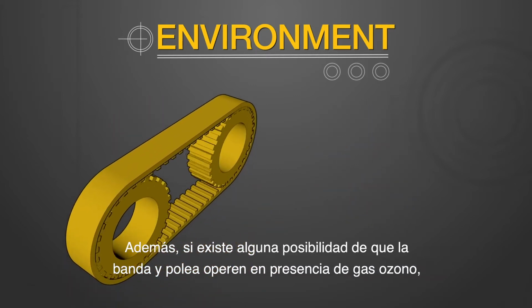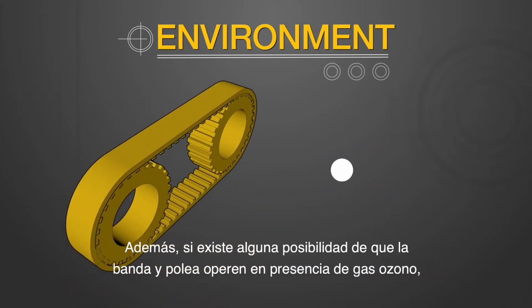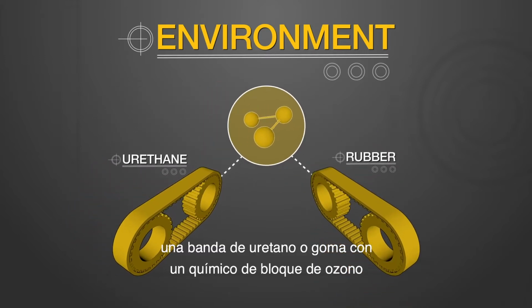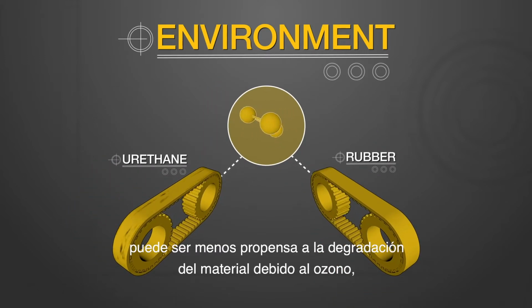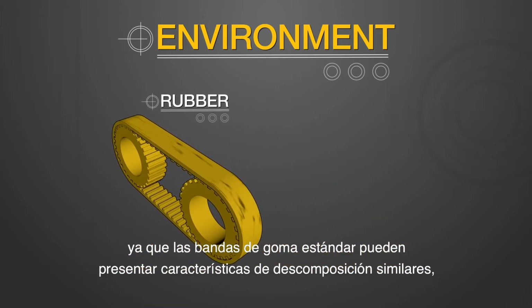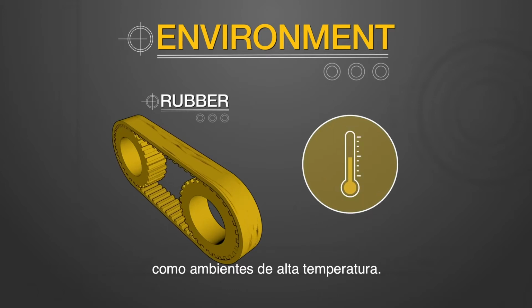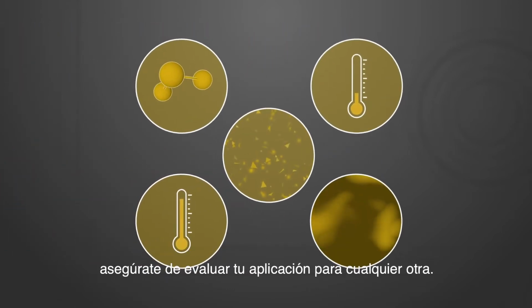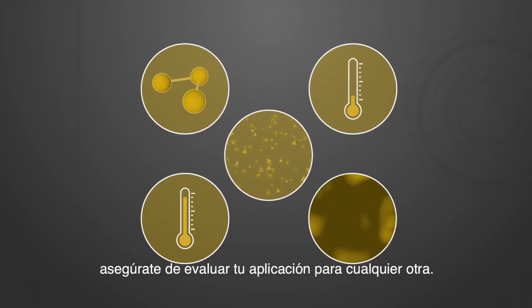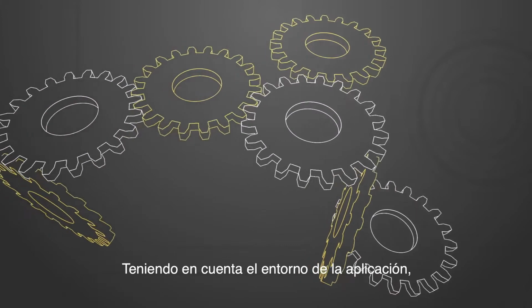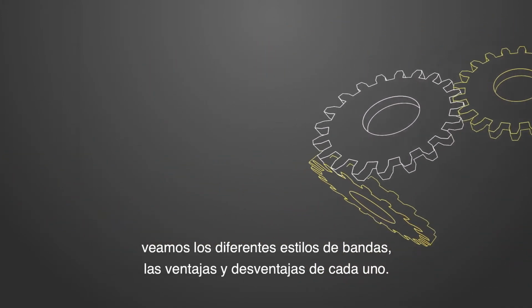Also, if there's any chance of your belt and pulley operating in the presence of ozone gas, a urethane or rubber belt with an ozone block chemical may be less prone to material degradation from ozone, as standard rubber belts may eventually exhibit similar breakdown characteristics as high-temperature environments. While these are some of the more common operating environment concerns, make sure to evaluate your application for any others.